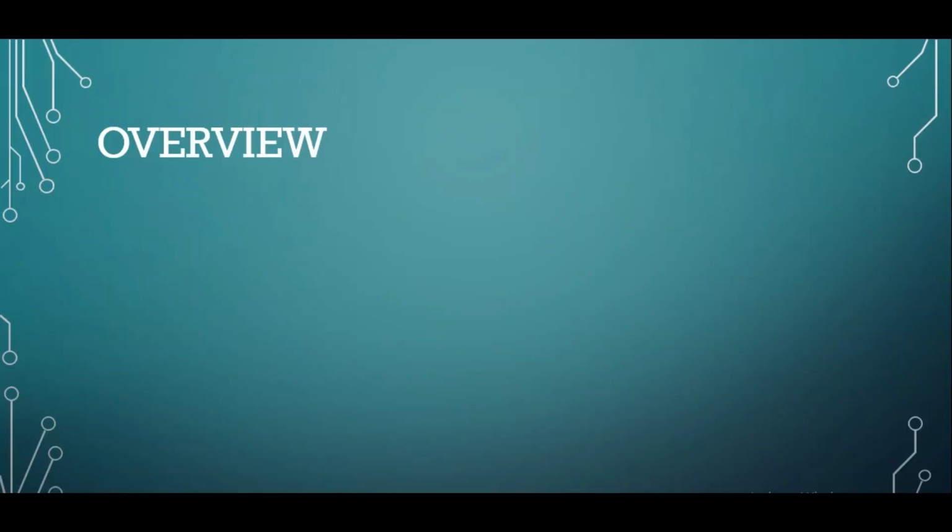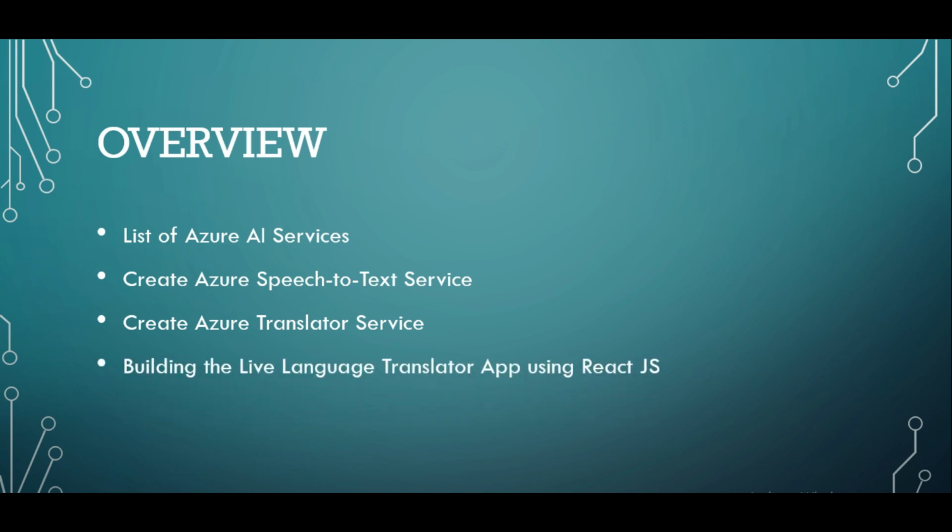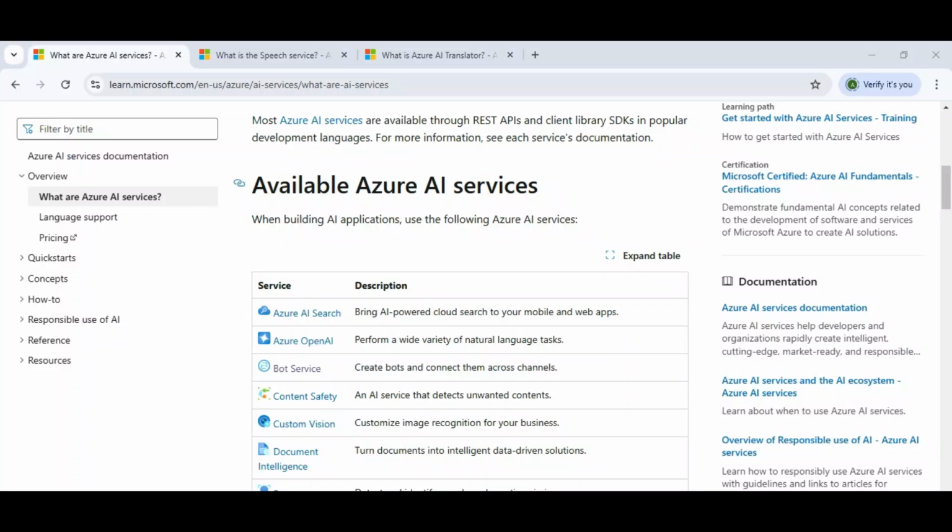In this video, we'll start by exploring the list of Azure AI services. Then we'll set up an Azure speech-to-text service followed by creating a translator service. And finally, we'll bring it all together by building a live language translator app using React.js. So let's get started.